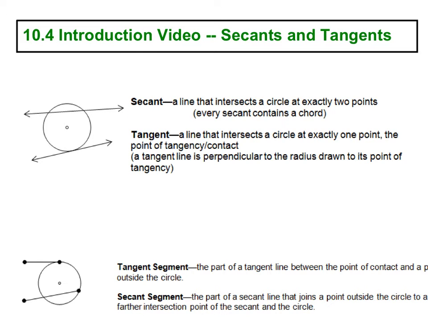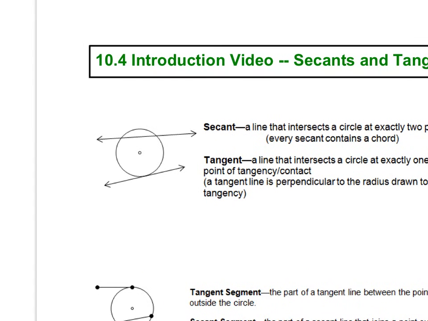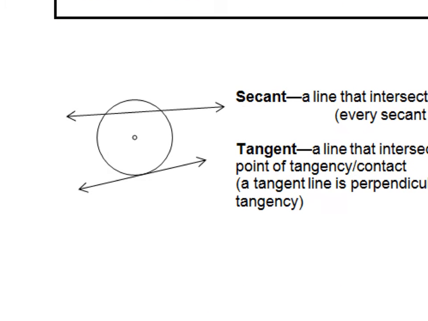A secant is a line that intersects a circle at exactly 2 points, and then every secant contains a chord. So if we look at this picture over here, the secant is going to be the line that's intersecting at 2 points. So I'm going to go ahead and trace. We're talking about this line right here. First of all, it's a line, so you have arrows on both ends, and then intersecting at 2 points. So it's intersecting here and it's intersecting there.